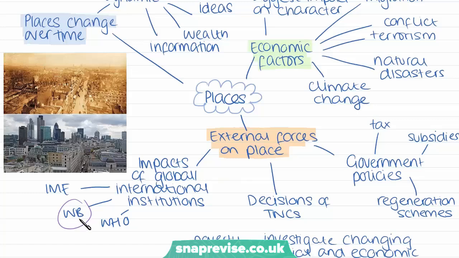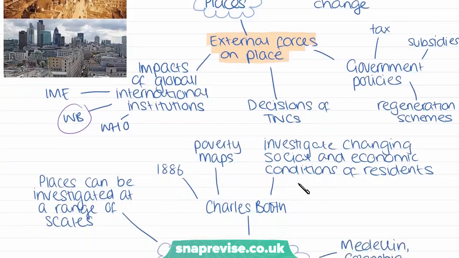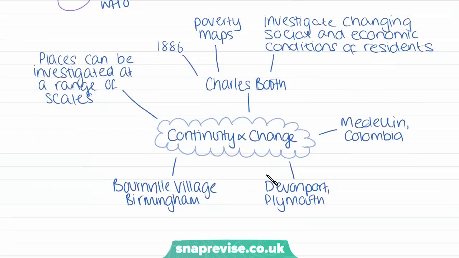And in relation to the Millennium Development Goals made by the UN, these have had varying levels of success around the world despite being the same set of goals. So even factors like this can change the characteristics of locations as well. Now we're going to look at some examples of continuity and change within places.